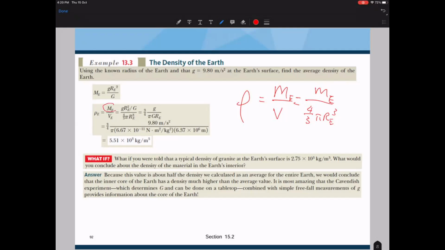Mass of the Earth divided by the volume of the Earth. The volume of the Earth is given here. The mass of the Earth is kind of unknown, but we know that it is related to the small g and large g. At least on the surface of the Earth, small g is 9.8 or 9.81. Large g is the universal gravitation constant, which is calculated by the Cavendish experiment.